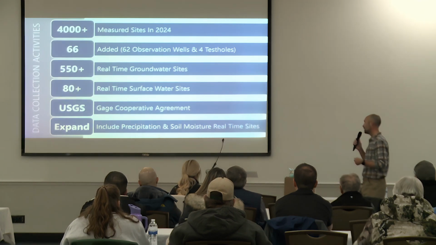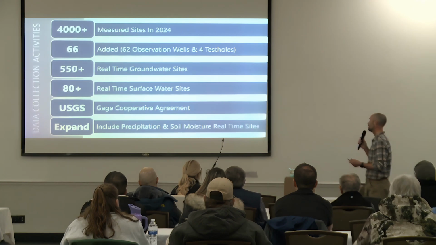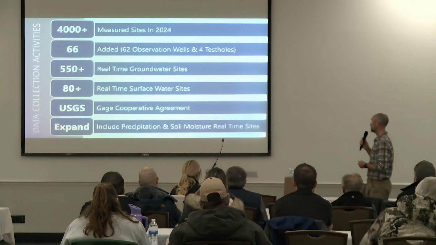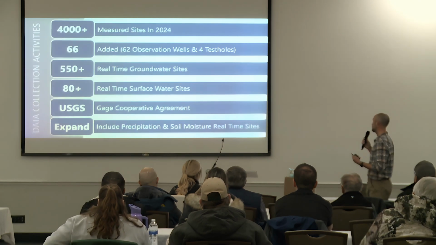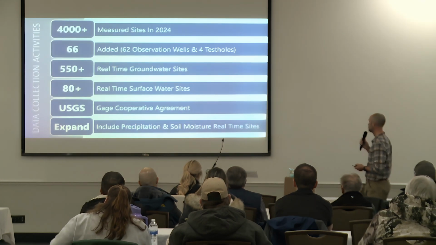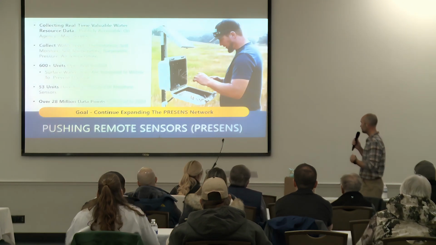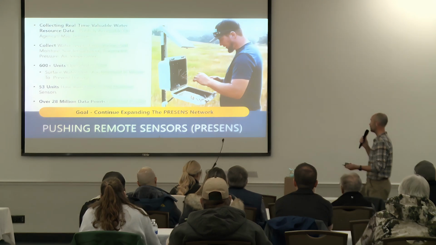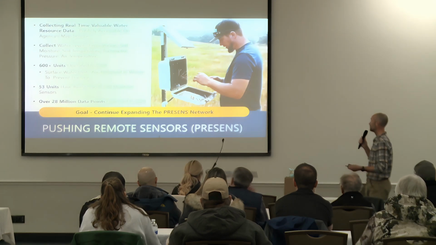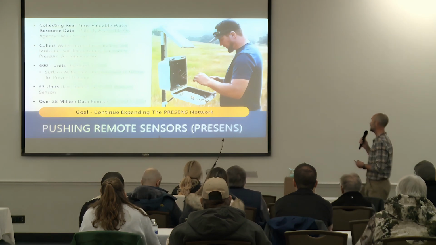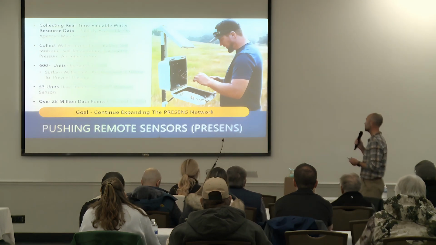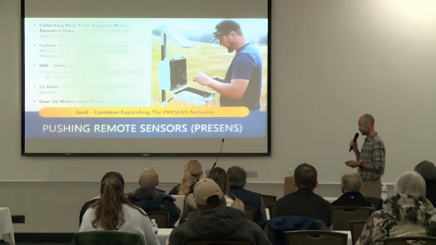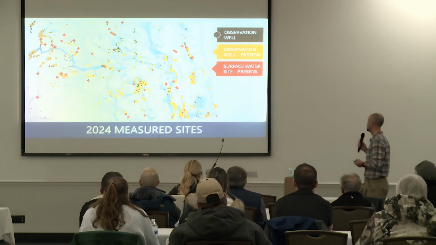We have over 550 real-time groundwater monitoring sites, 80 real-time surface water sites. Additionally, we continue to cooperate with the USGS on our gauging program, and the present system is also expanding to include precipitation and soil moisture real-time sites. This again repeats some of the other information already presented, but in some of these sites we're able to collect water level, precipitation, soil moisture, soil temperature, barometric pressure, and air temperature. So in 2024, with this system, we collected over 28 million data points.